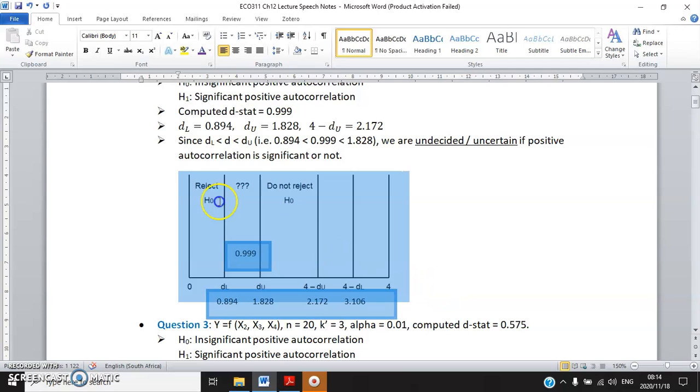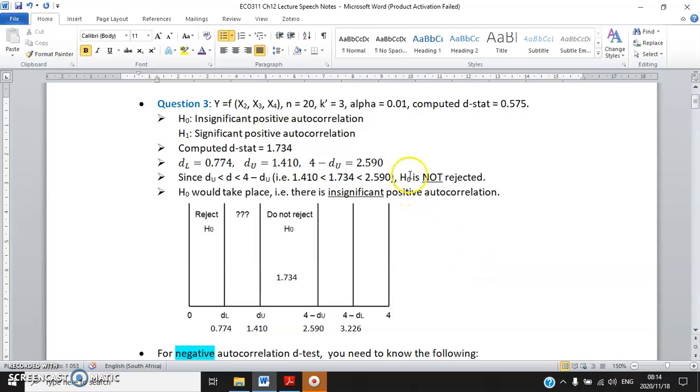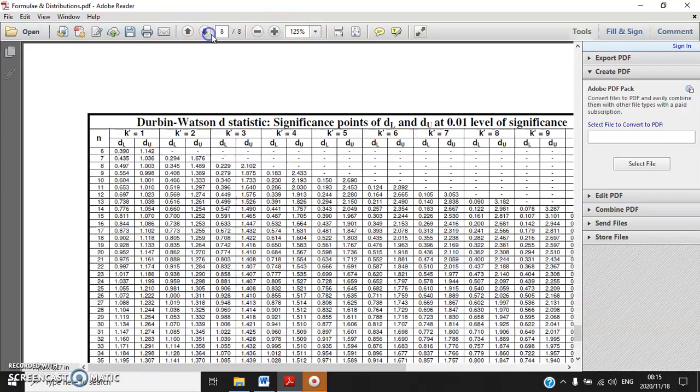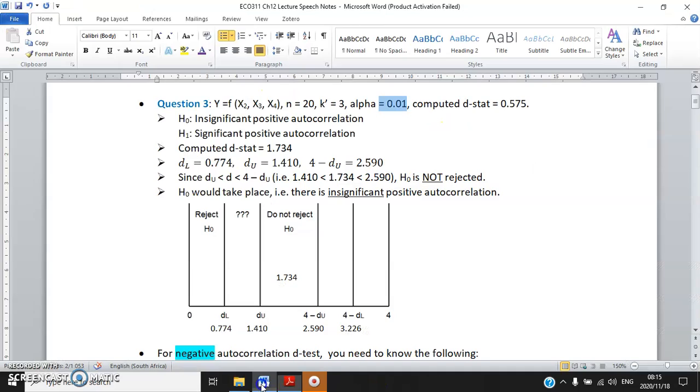Okay, happy with this one? Then we do one last question on positive autocorrelation. This time we use a different alpha, 1%, and I have to move on to the next table, which is the one for alpha 1%. Okay, n is 20, K prime is 3, computed d-stat, I think it is a typo, sorry, it should be 1.734. So you should be fine with the first step.